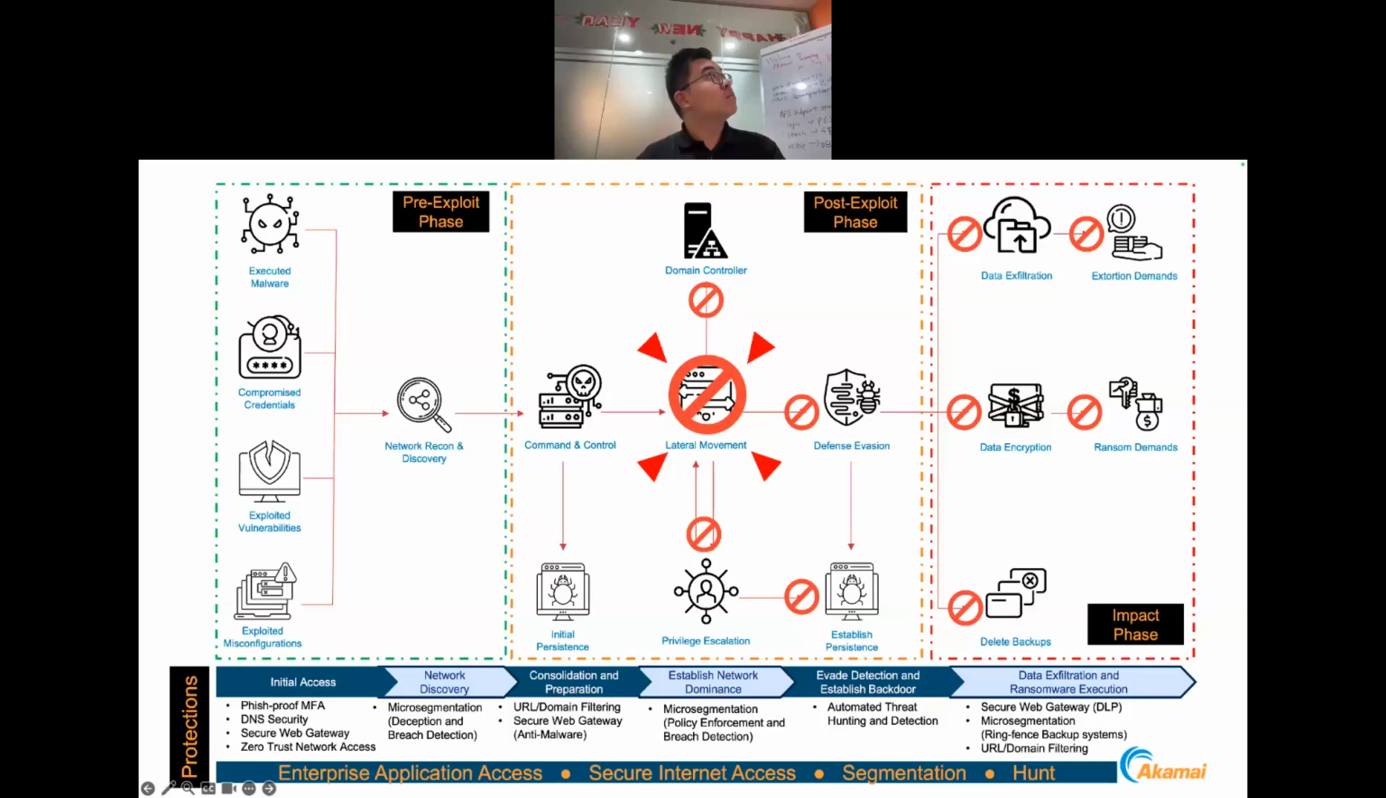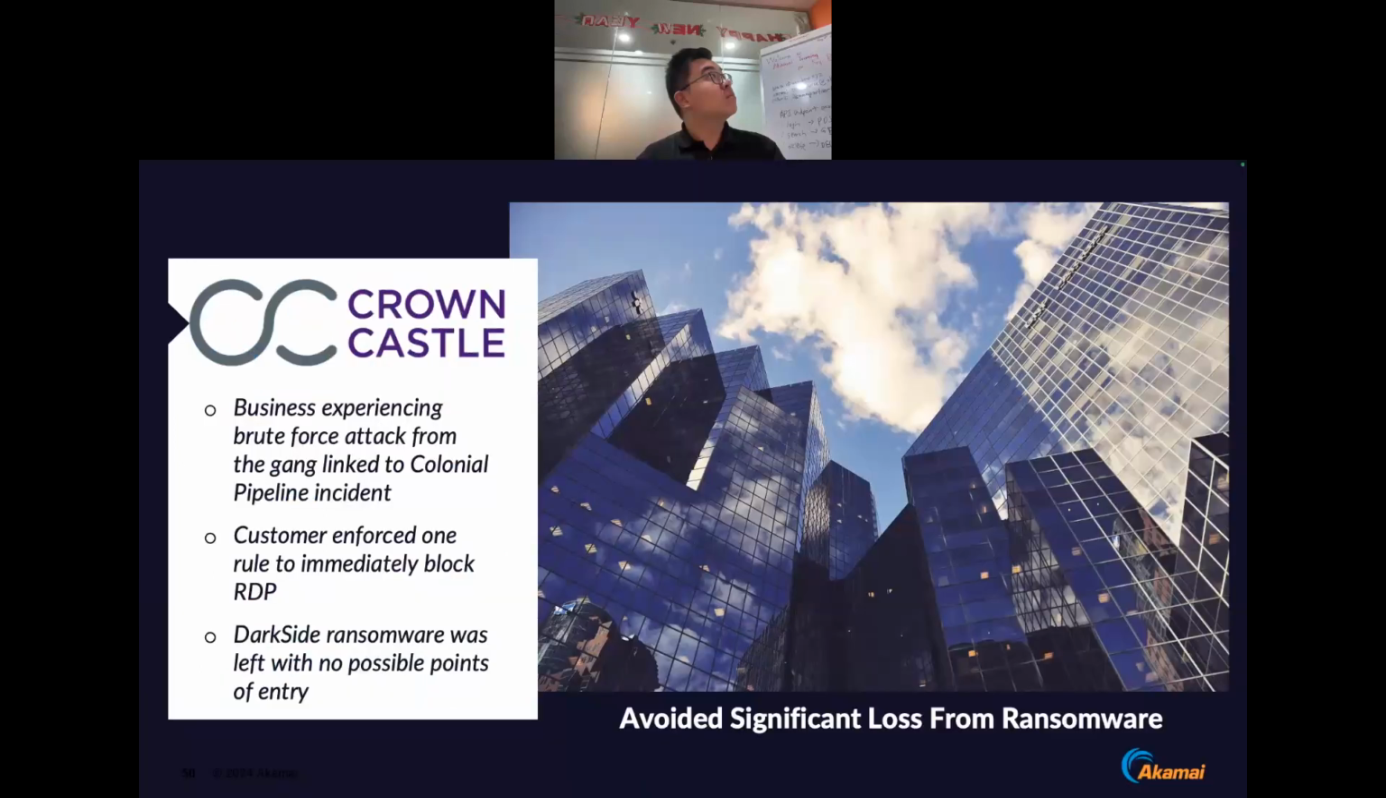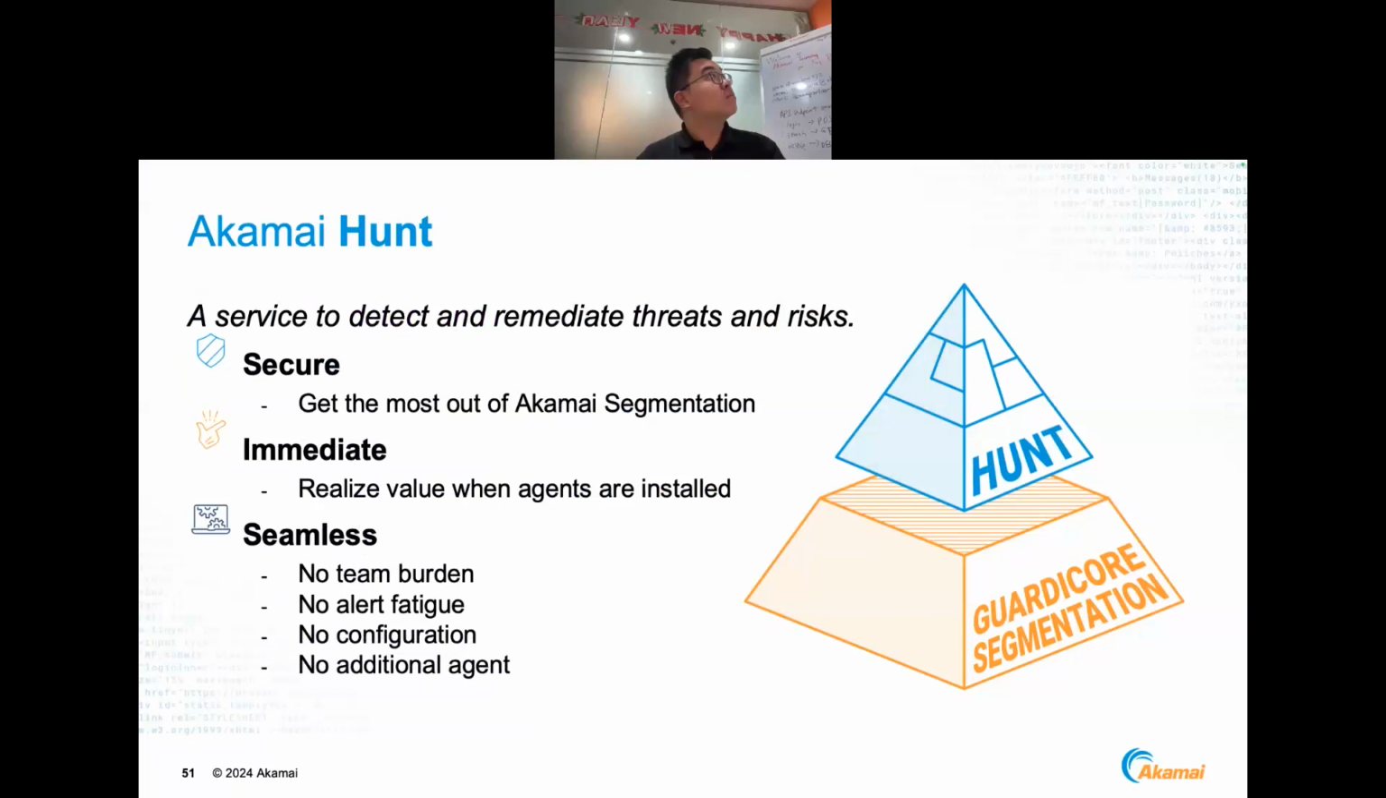Okay, let me see what else I can share with you. You can see those are the list of customers that have already onboarded to Guardicore microsegmentation. Even famous names like Deloitte, KPMG or OCBC Bank, and some of the telcos are already using Guardicore segmentation. So basically, you can say that it's a solution that is trusted by many companies, even large companies in the world.